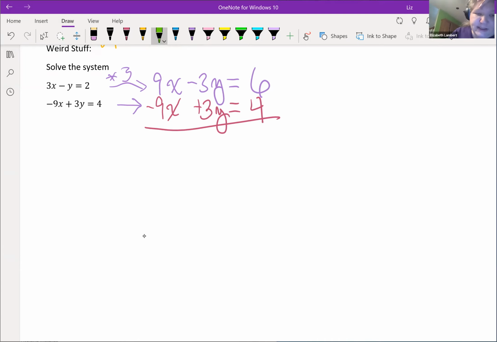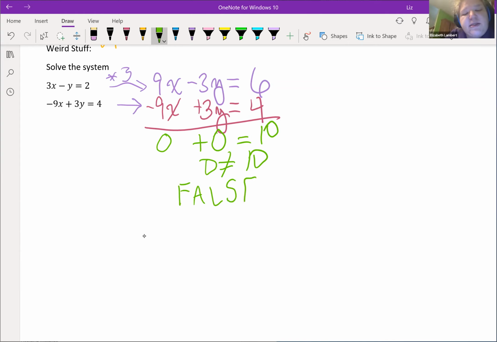So what happens? 0 plus 0 equals 10? Does 0 plus 0 equal 10? If I asked my daughter that, Lizzie Kate would say, no, in the voice of, God, you're so stupid, Mommy. 0 does not equal 10. So this is a false statement.